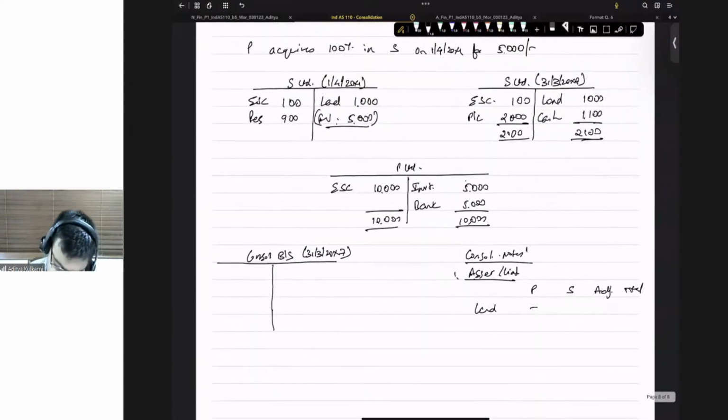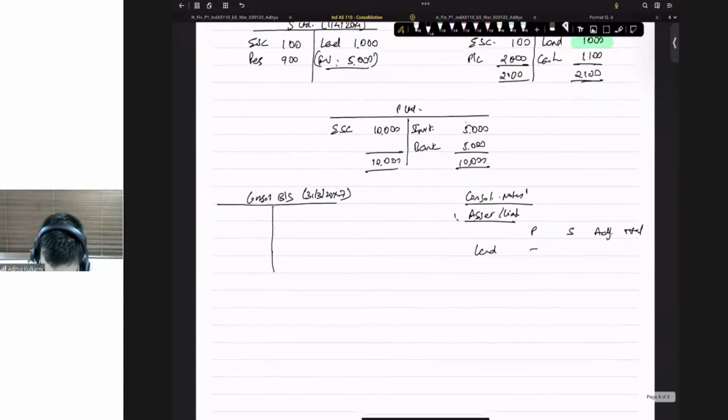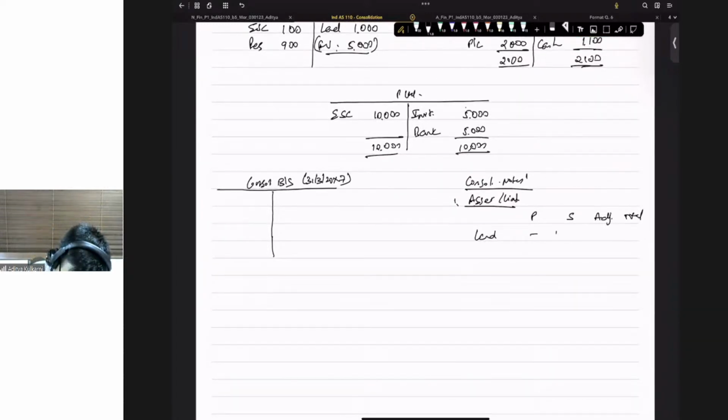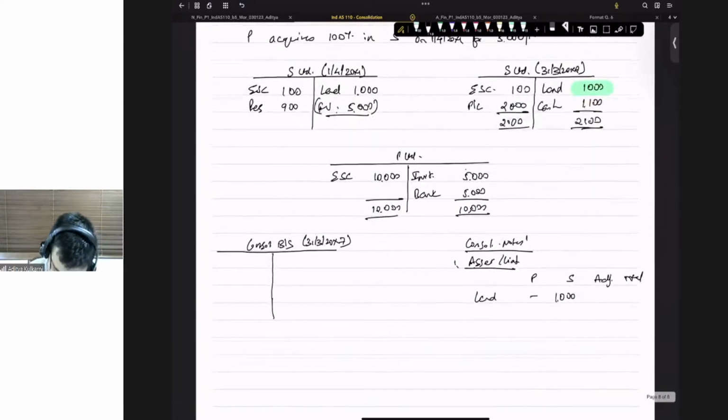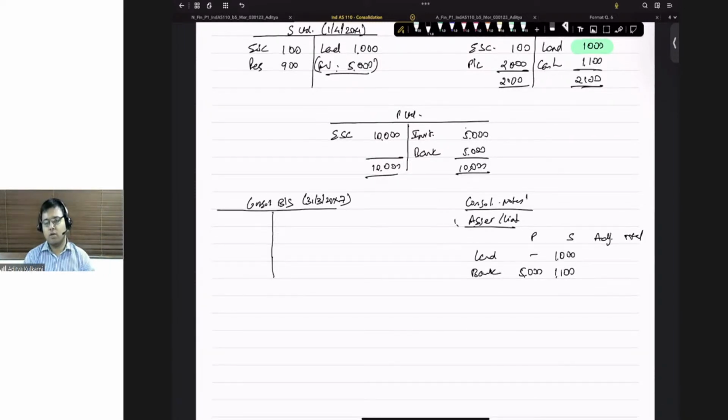Here I will be having land. P has nothing. Here land is appearing at 1000. Fair value is still 5000, but we'll write it as 1000. And then I have bank. For P it is 5000, for S it is 1100. So this is note number 1.